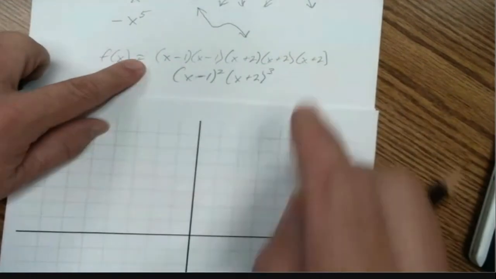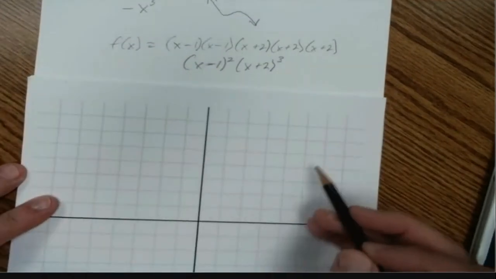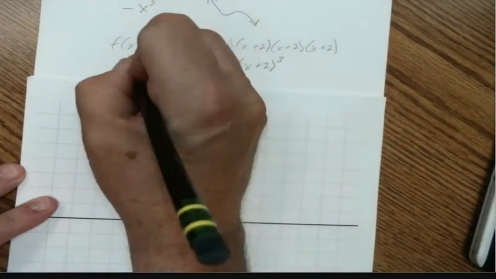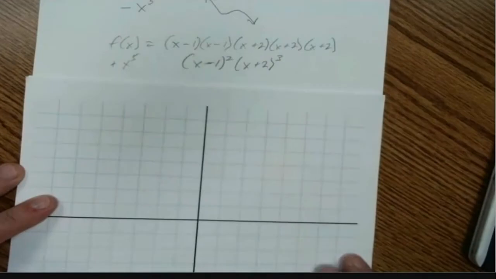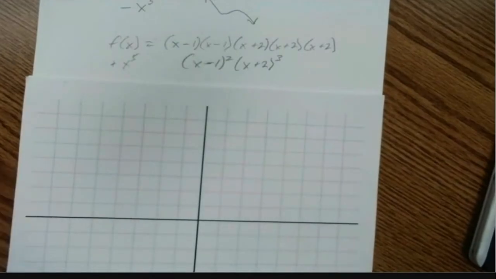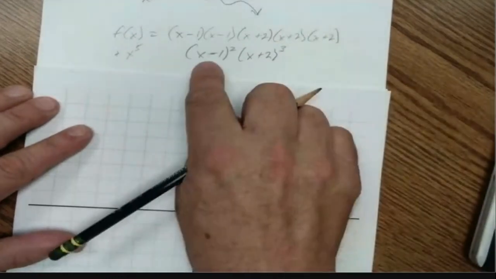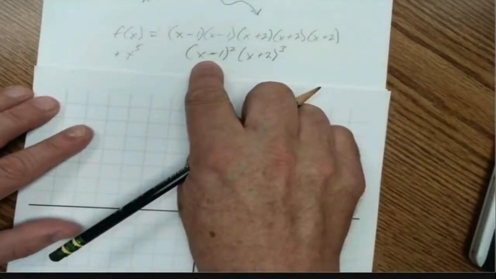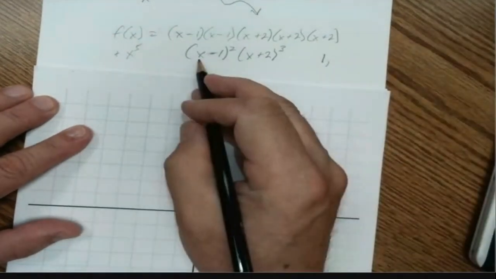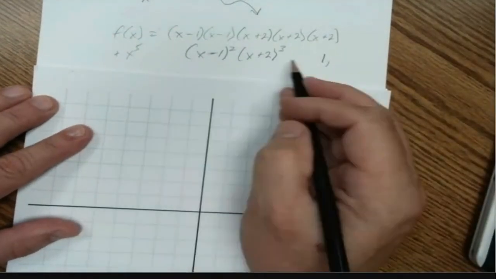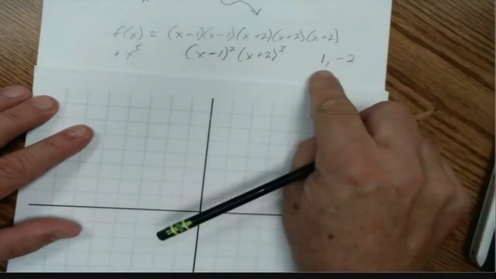They're all positive 1s. So we know that this end of the graph is going to go down. This end of the graph is going to go up because it's odd. This was an x to the 5th, and it's a positive. So we could sketch a graph of this knowing just this information. If x minus 1 is one of the factors, that means 1 is one of the zeros, because if we set that equal to 0, x minus 1 equals 0, x equals 1. And we know that negative 2 is one of the zeros. We know these are the zeros of the graph.